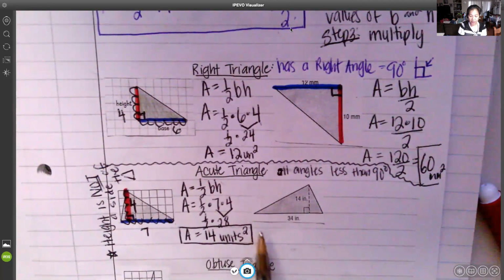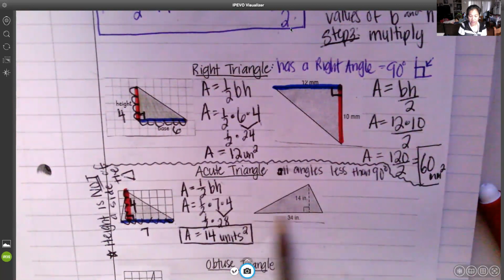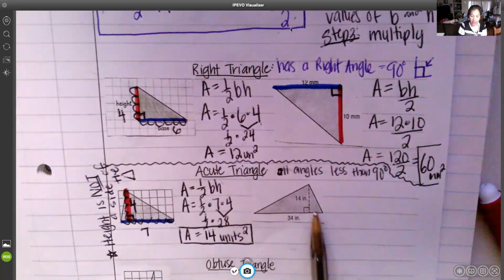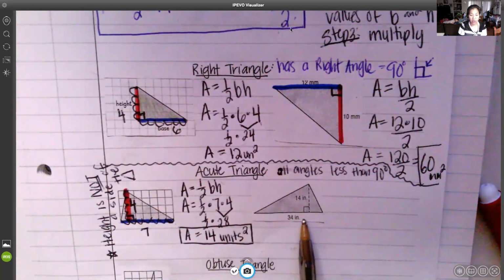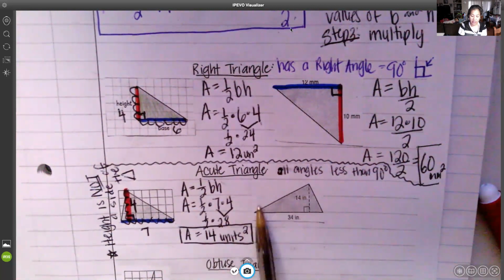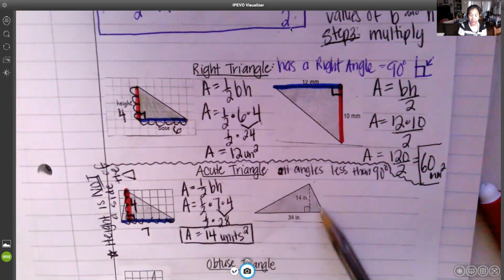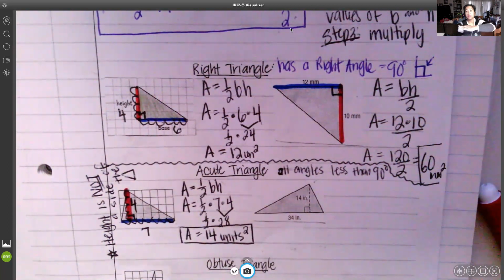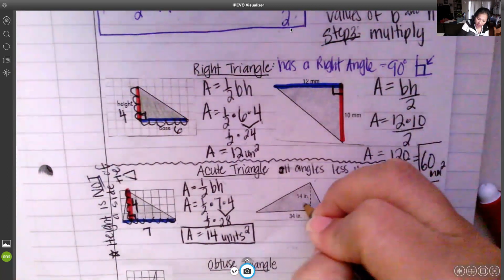We have here a triangle. It looks like it tells us this is 34 inches long, and it says this is 14 inches long. Okay, it doesn't tell us this side length, and it doesn't tell us this side length. The reason why is because we don't need it. All we need again is the base and the height, and together they need to make that right angle. And we see that right angle symbol right here.